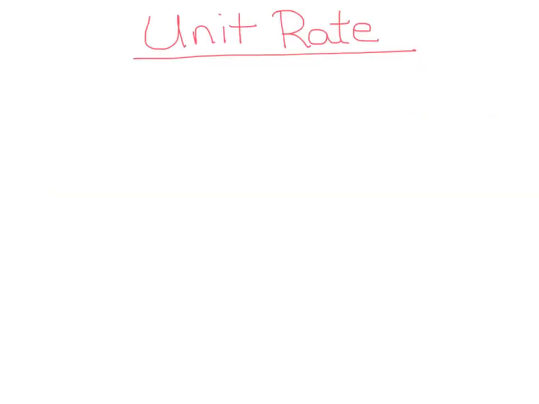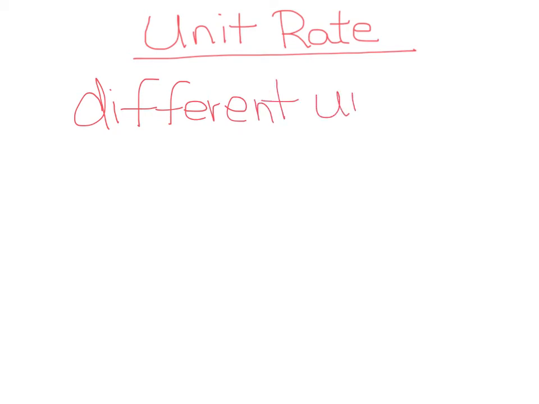Okay, when we start talking about unit rates, a rate is a fraction that compares two quantities that are in different units. And that's the big thing about rates that we need to remember, that they are in different units. For example, feet per second or miles per hour. We have a separate unit for the numerator than for the denominator.